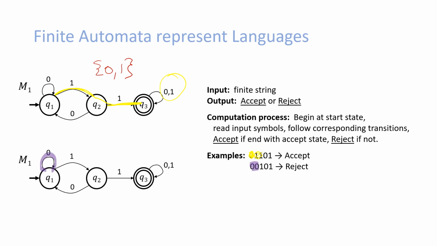On the other hand, for this other example, I have 0, 0, and so that's going to loop in on Q1. Okay, that's fine. And now I'm going to have 1, 0. So 1 takes me to Q2, which is great. I mean, I'm getting closer to the accept state, but 0 takes me away. At which point I have 1, which lands me in Q2 again. And since I did not end up in Q3, this is going to be a reject.